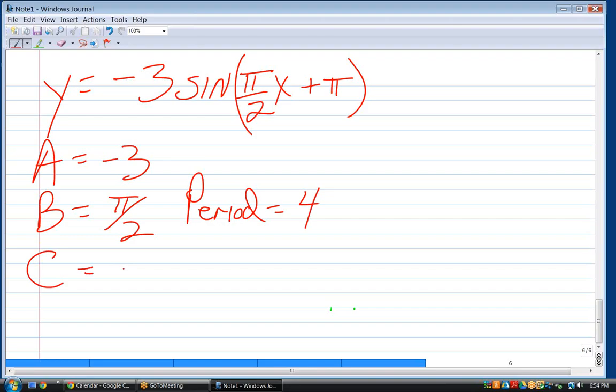This is the part I have trouble with. So it's C over... well, first of all, what's C? Pi. Okay. And what is the phase shift? Negative pi. Well, when you're in this format where B is inside the parentheses, this is not the phase shift. You have to factor out the pi over 2 and get it outside the parentheses. So I need to divide both of these things by pi over 2 and make it look like this.